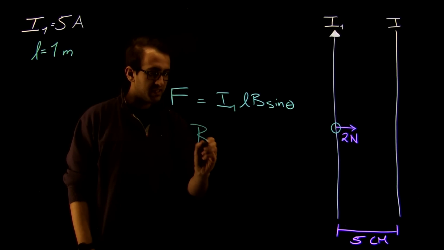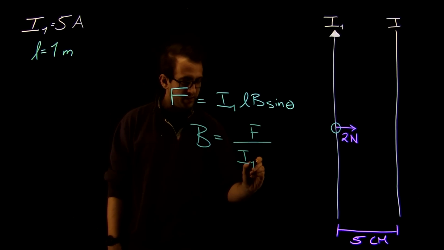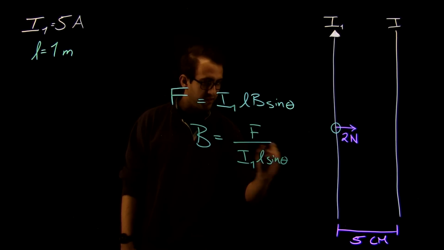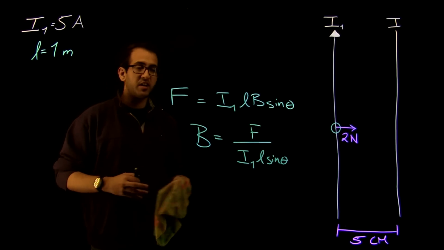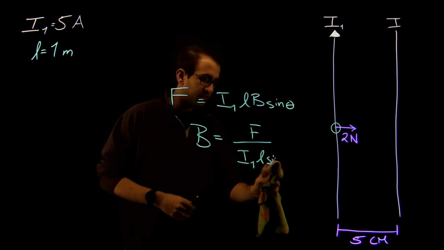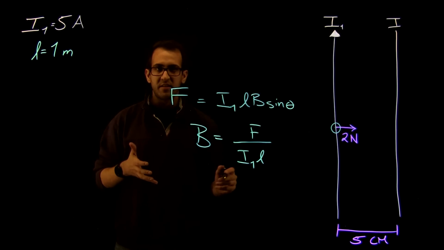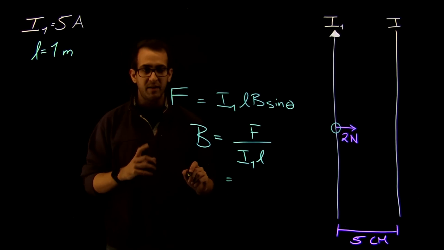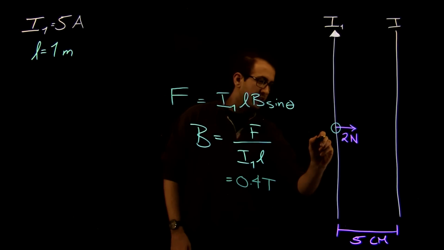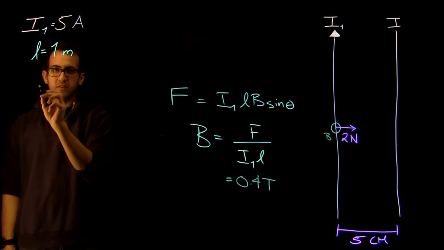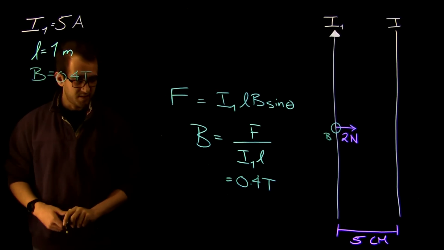So if we rearrange this, B is equal to F over I1 L sine theta. Well, we know already by the right-hand rule that theta is going to be 90 degrees, so sine theta is going to equal 1. So we can just erase that because it's just equal to 1. We can substitute the values in here, and what we find is that the magnitude of the magnetic field is equal to 0.4 Tesla. Okay, so let me put B here to label the direction at the wire, and let's write down that we know now that B is equal to 0.4 Tesla.